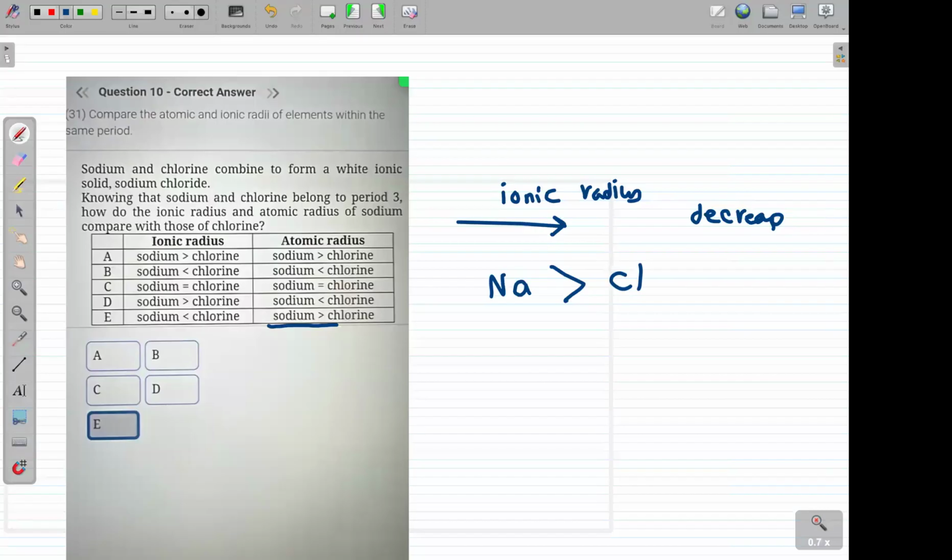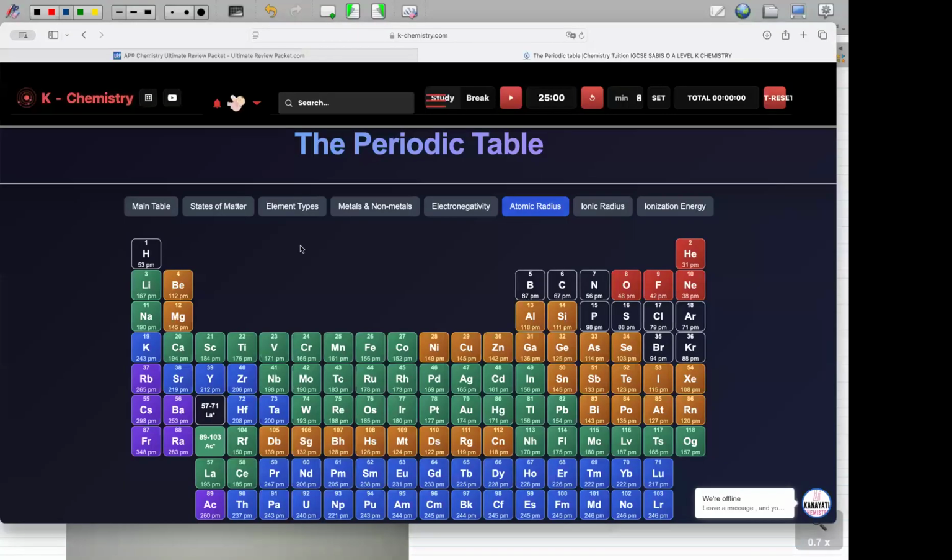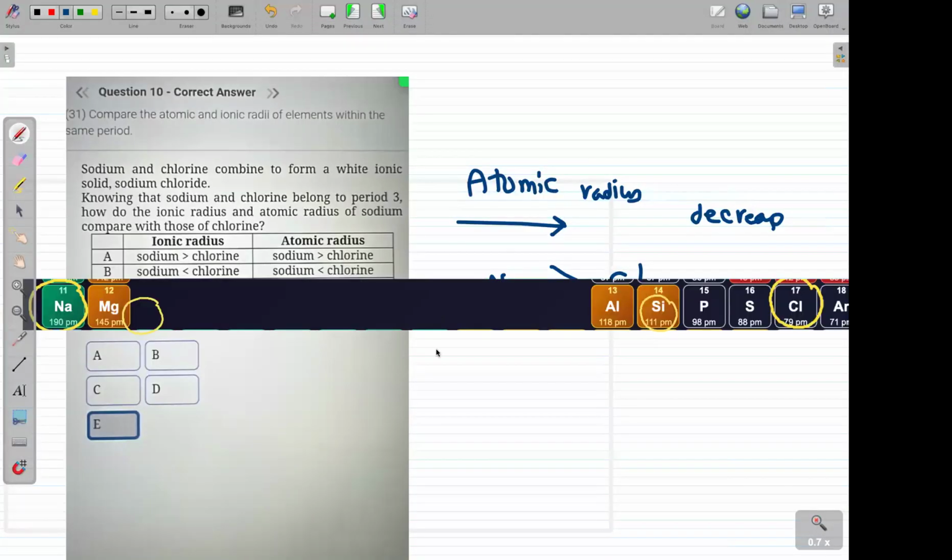This is the atomic radius. Take care, I'm talking about the atomic radius. Did you just write ionic radius? Yes, my mistake. The atomic radius. So we said that as you go to the right, the atomic radius decreases, and as you go down, it increases. So this means that chlorine is less than sodium, because chlorine is on the right side of sodium. Let's put it here also.